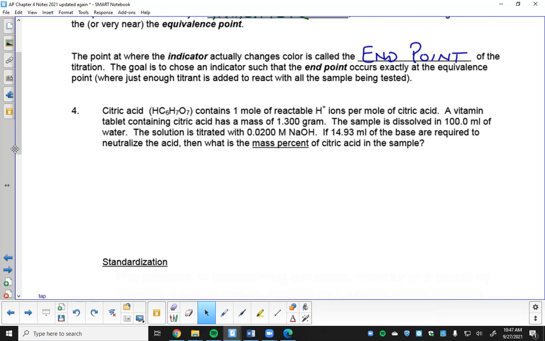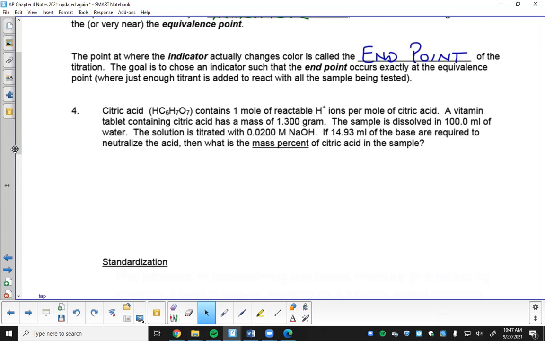it's gonna flash little bits of pink color because the indicator is pink in the presence of a base. But as soon as the acid mixes with it, you see that the solution is still acidic because it's clear. I just got all this pink stuff on the glassware, and it's kind of making it hard to see what's going on.